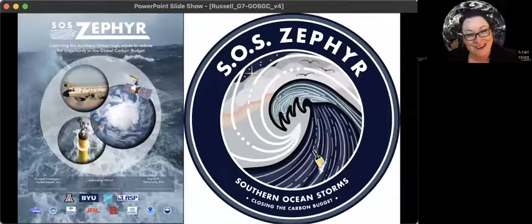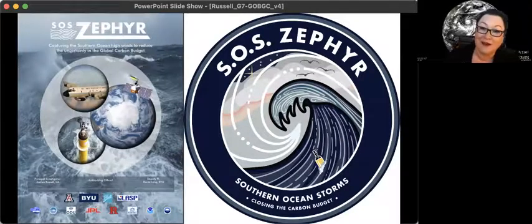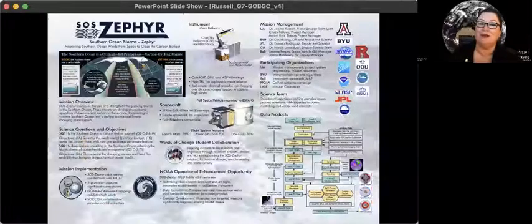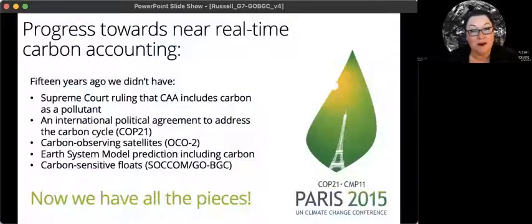So we have a project. It's not funded yet. It's under consideration at NASA for an Earth Venture mission called Southern Ocean Storm Zephyr. And we're hoping that if NASA decides to fund us, we'll get that second satellite to bring us up from that 70 to 80% to the 96% of the carbon flux. So we're pretty excited about that. But this is where we think we're headed.